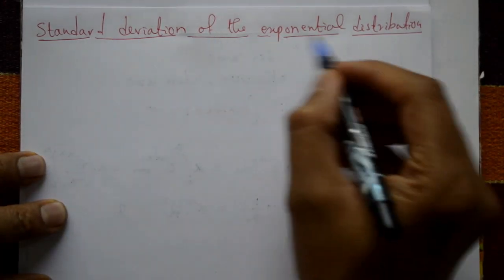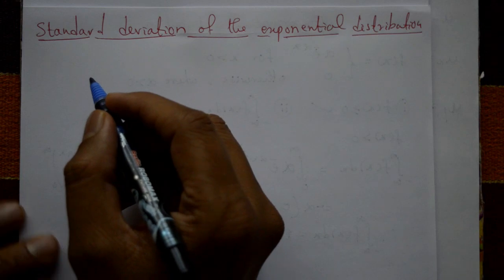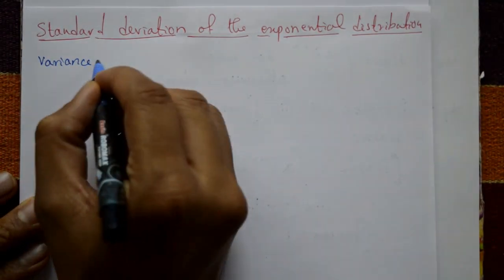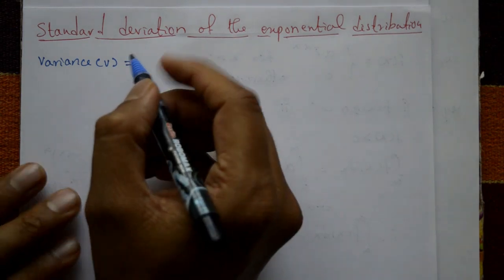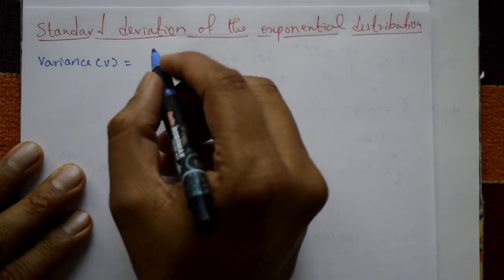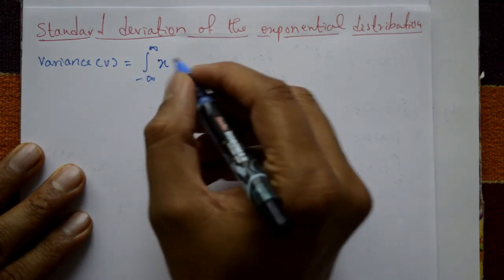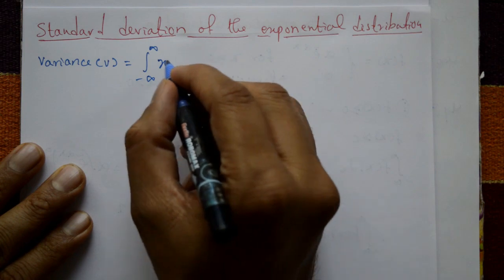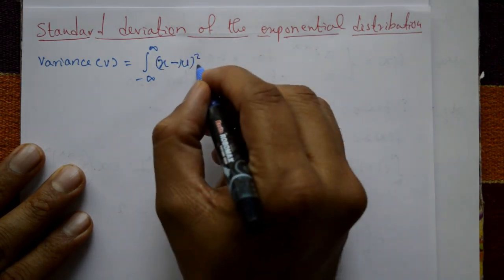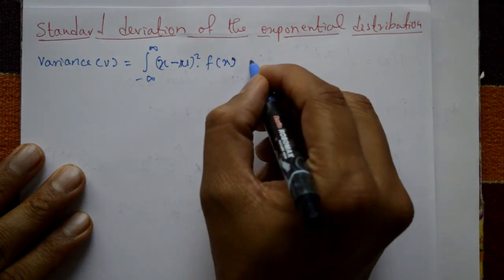Standard deviation of the exponential distribution. Okay, now first is find variance. Now variance means V is equal to, this is a continuous probability distribution. Now variance is integration from minus infinity to plus infinity of (x minus mu) whole square into f of x with respect to x.